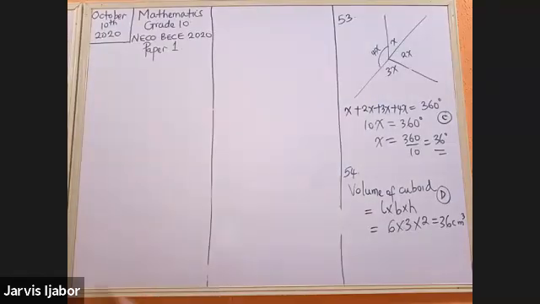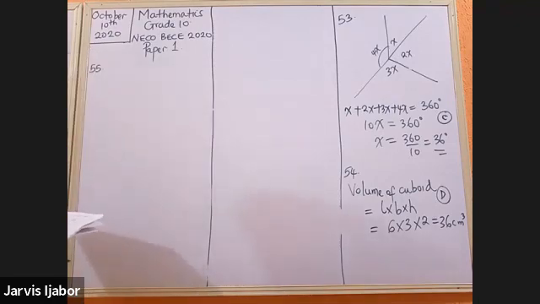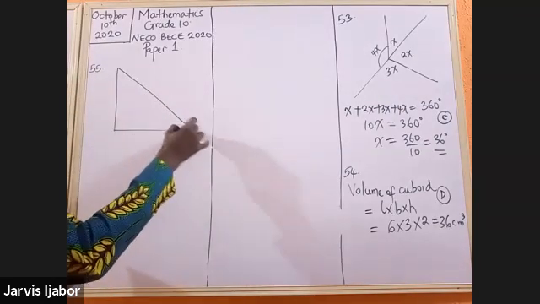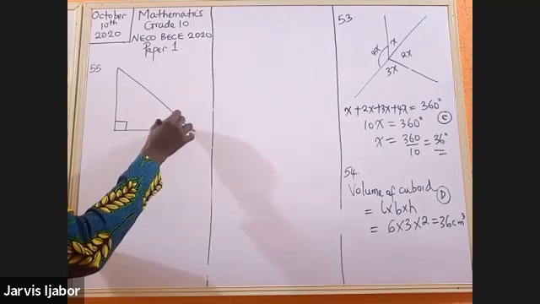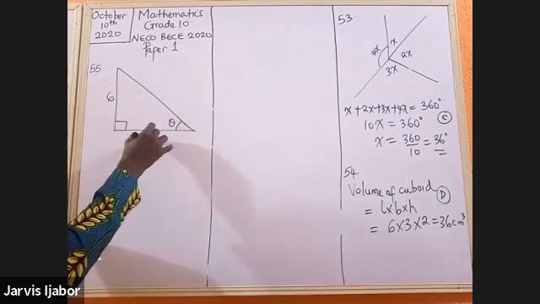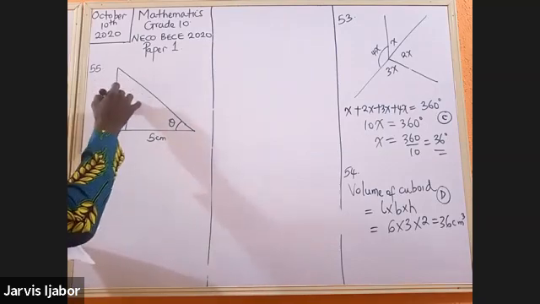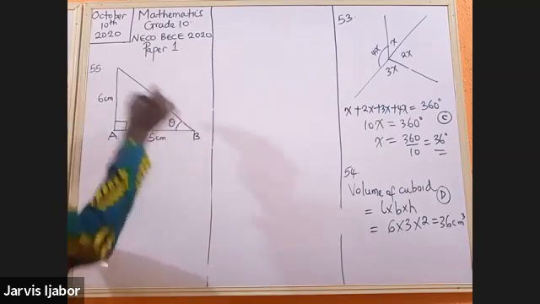So we proceed to question 55. Now, the diagram: find the angle marked theta in the diagram below. This is 6, this is 5 cm. So this is A, this is B, and this is C.